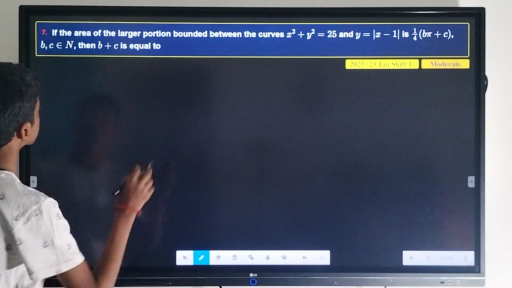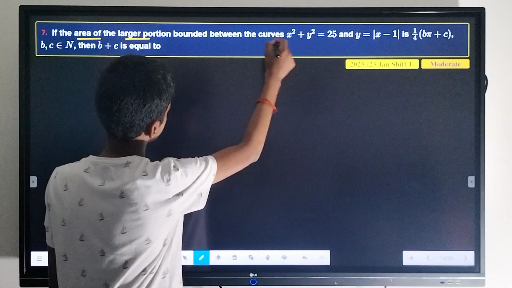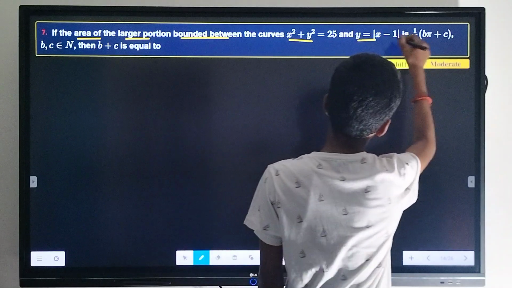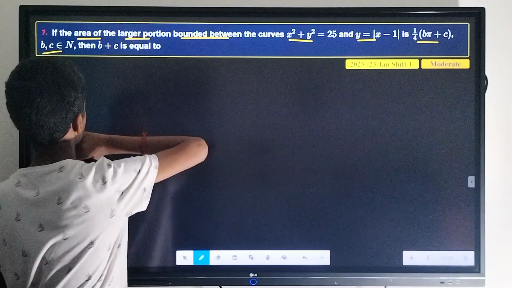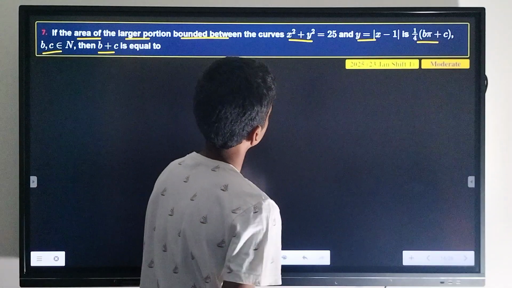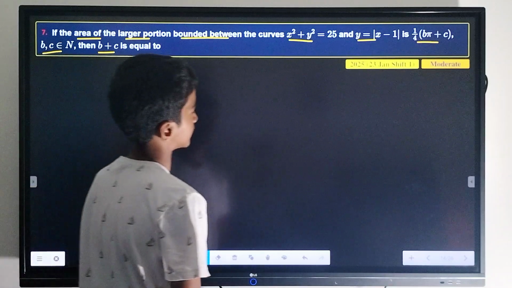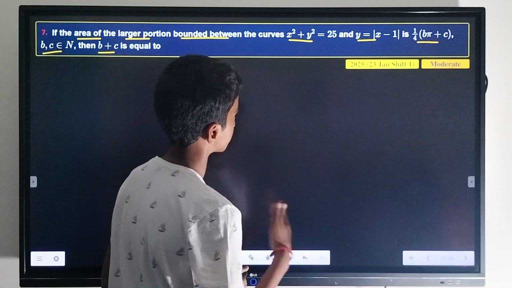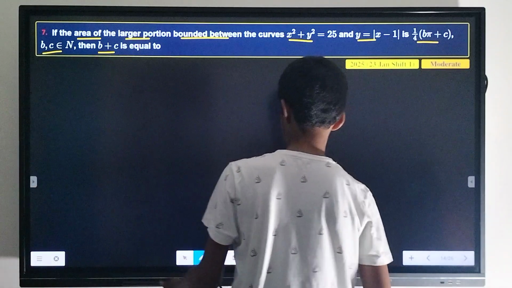Our question says, if the area of the larger portion bounded between these two curves is this expression where b comma c belongs to n, then b plus c is equal to. So here we have two curves, we need to find the area between them, and then we will compare it to find the values of b and c. So first of all, let's make a rough diagram.